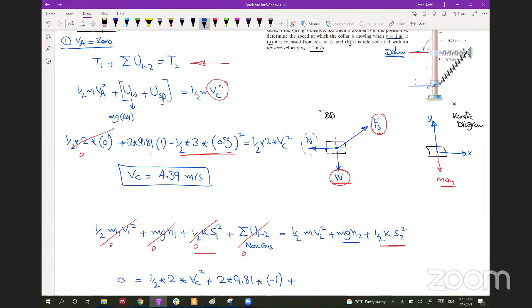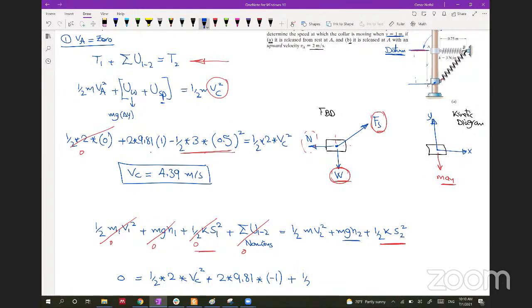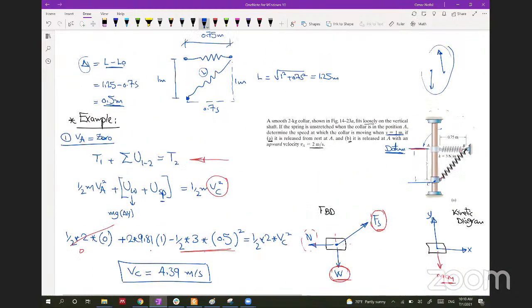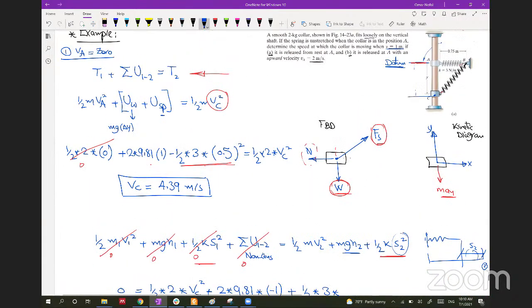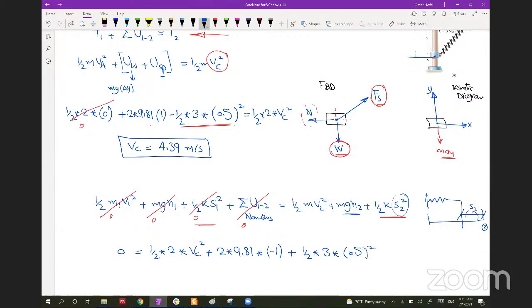So here, it will be half multiplied by the K of the spring, which is 3, multiplied by the S2 of the spring. So let's see what is the S2. The S is measured from the non-stretched length. So if the spring is like this, and you stretch it like this, this is the S at position 2. So S2 we just got it. It's 0.5 meter, and we will put 0.5 square. So this is how our equation looks like.